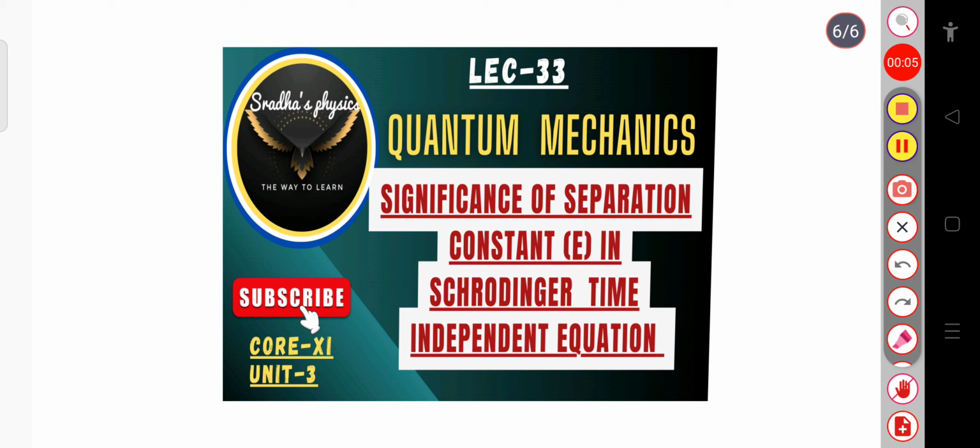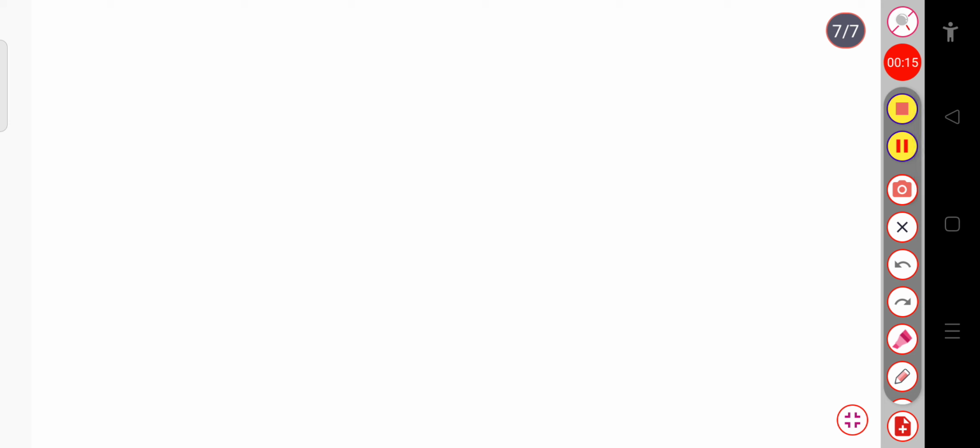In this part we will see the significance of the separation constant, that is E, which we considered in the Schrodinger time independent equation. In the last class we considered the time dependent equation and simply substituted psi of r,t to be psi of r into f of t. We have separated the two terms.